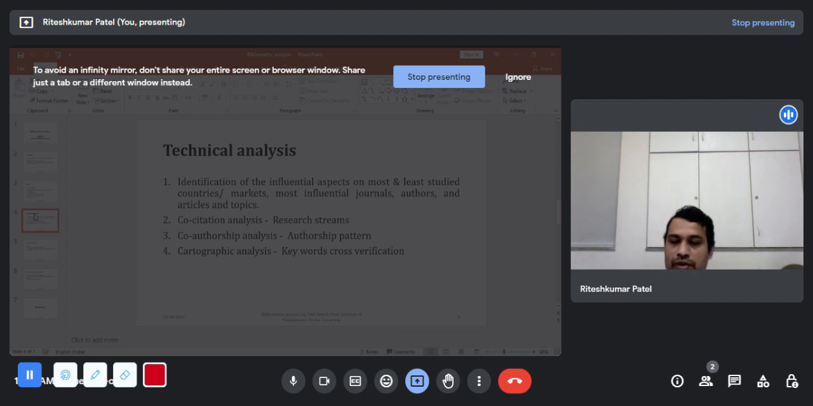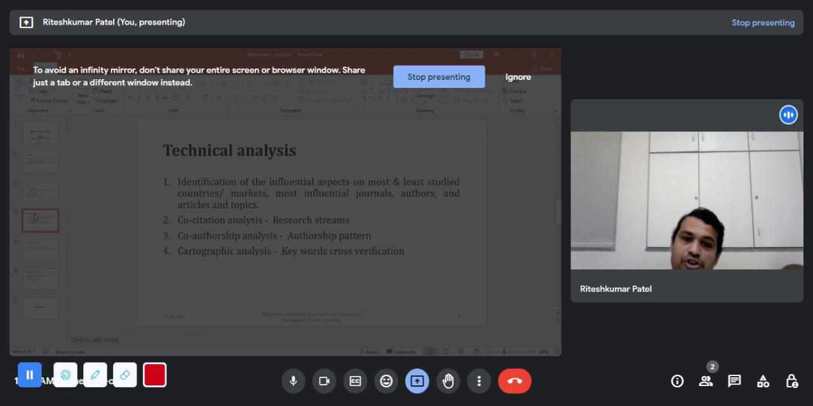And then we need to cover the articles or the topics. Examining the most influential articles and topics will help me decide what kind of topics or articles are important, and which ones one should refer to in order to explain and understand the idea. Then there is a co-citation analysis.